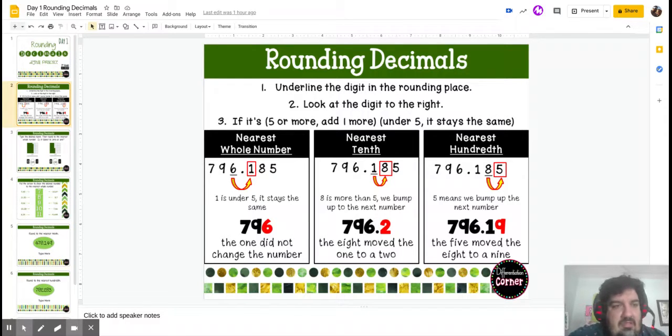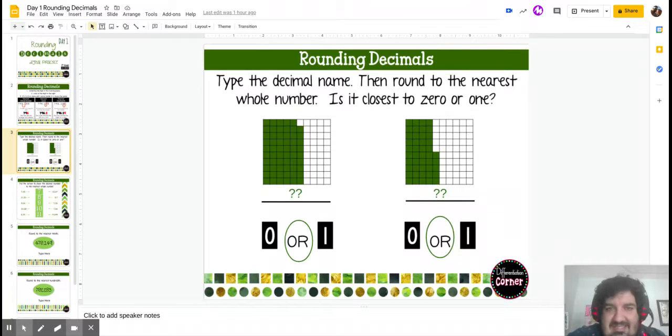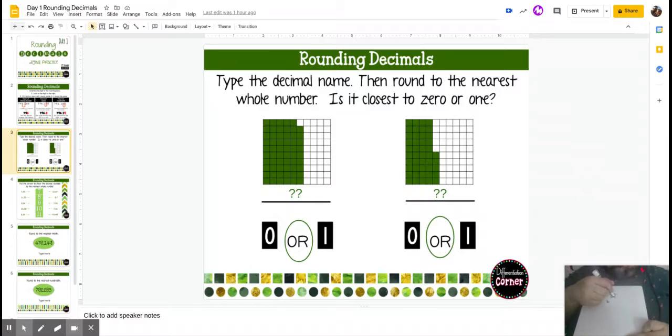So let's see. First page is literally just rounding to 0 or 1. Are these closer to 0 or 1? And remember, these are our hundredths. So we have 10, 20, 30, 40, 50, 59 hundredths. So I'm going to write that down. So we have 59 hundredths, y'all. Got that? So we're rounding to the nearest whole number because it's asking you, are you closer to 0 or 1? Well, think about that.